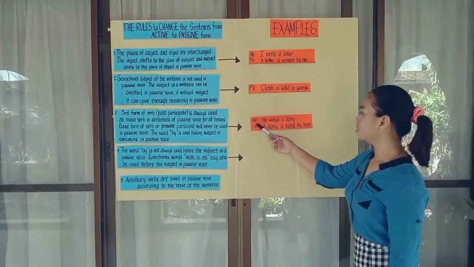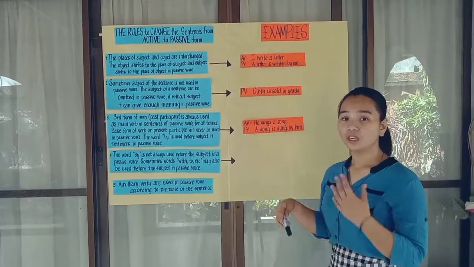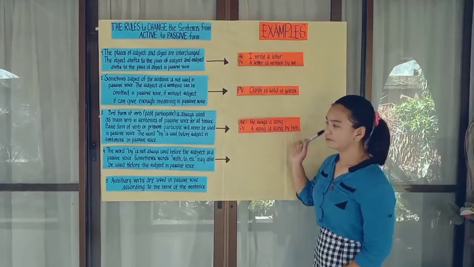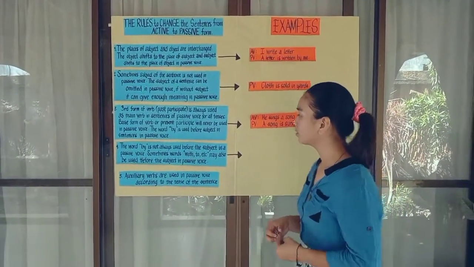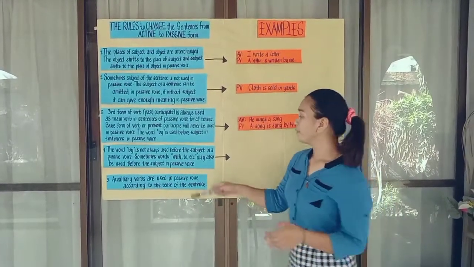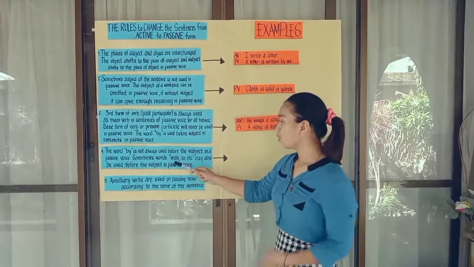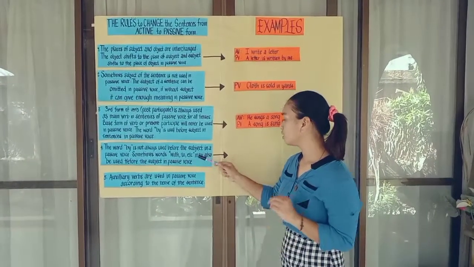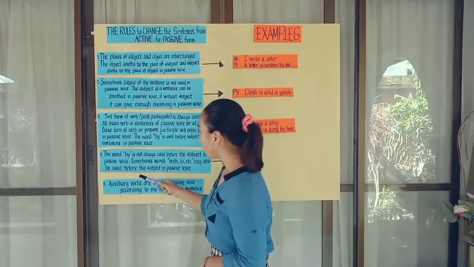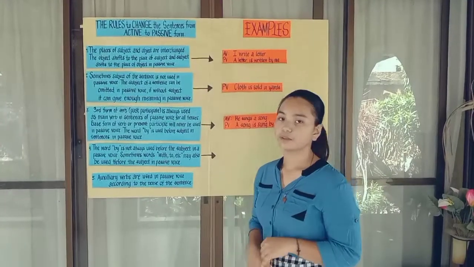In active voice, he sings a song. In passive voice, we would say, a song is sung by him. Number four, the word by is not always used before the subject in a passive voice. Sometimes words like with, to, etc. may also be used before the subject in passive voice. Example.